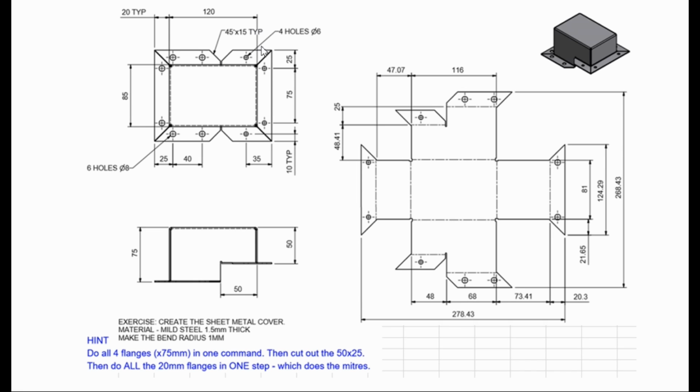Most of the dimensions have been located. And also this is mild steel, the thickness is 1.5. Bending radius is 1 mil as a default. Some information in here. So let's start.